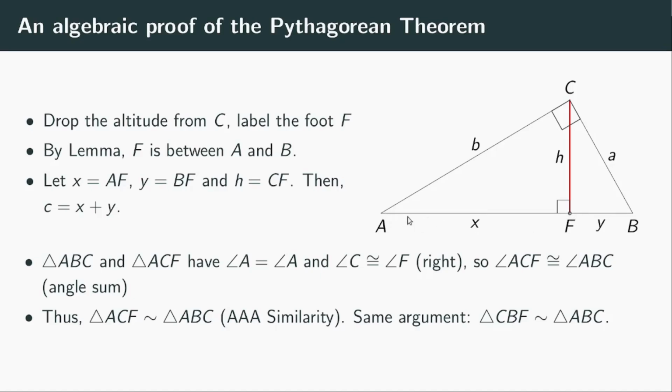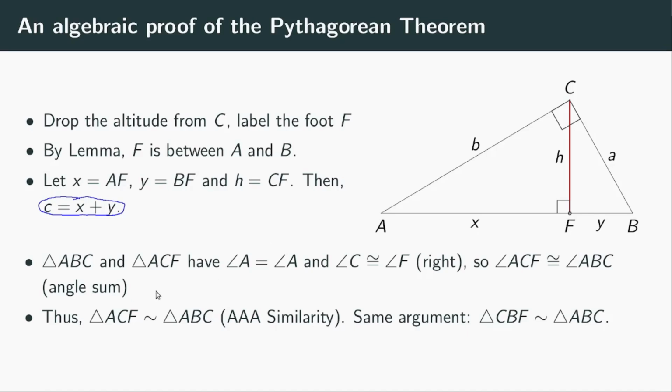So if I name the distance from A to F x, and the distance from F to B y, and I name h the height here, so that's the length of the segment CF, then the first thing we see is that x plus y together is the length of the hypotenuse, so that quantity is c. Right? This equality here is the content of our lemma that we didn't prove, but that I left for you as an exercise.